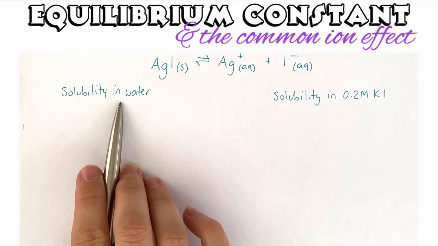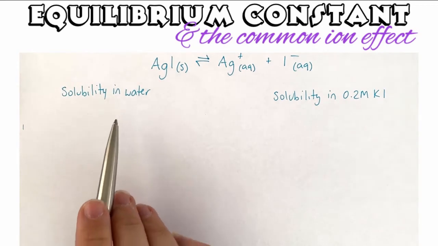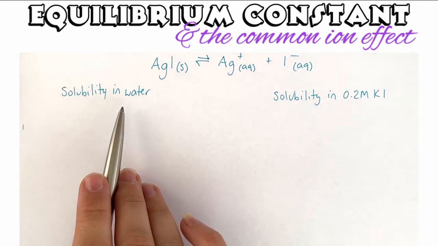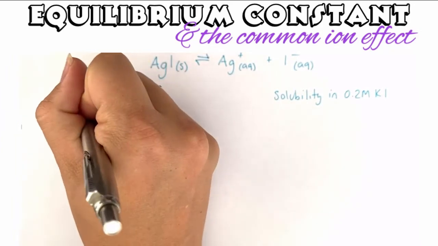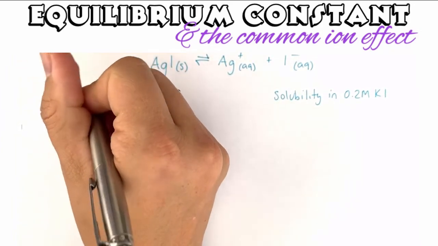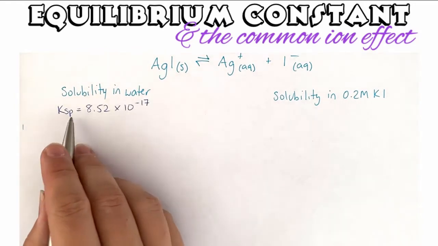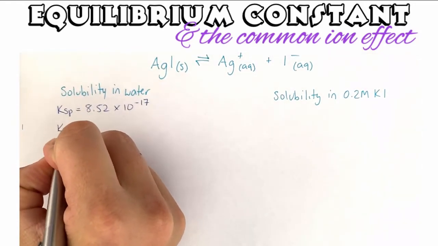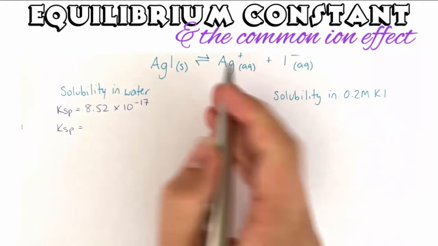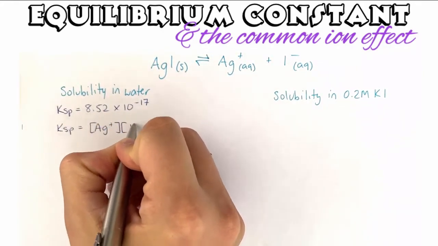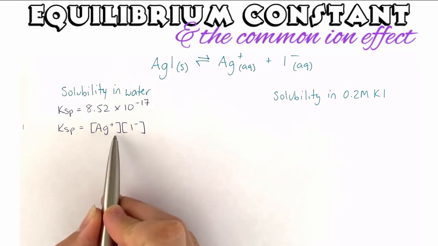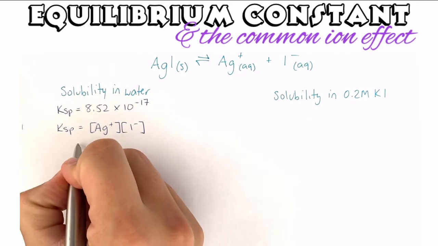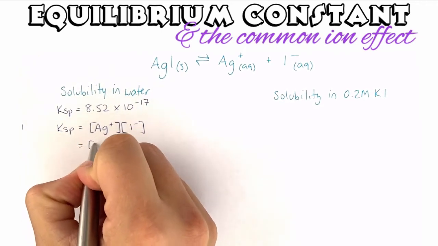So first of all, let's consider the KSP. Your KSP will be on your data sheet, and the KSP for silver iodide is 8.52 times 10 to the negative 17. Our expression for KSP is the product of our ions. So to represent the solubility of these, we can either sub in the use of X, or often you will see the letter S to mark that we're looking at solubility.